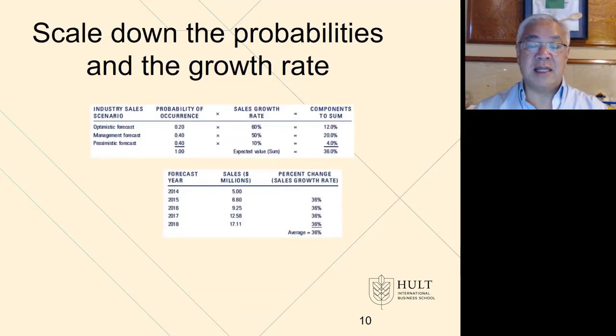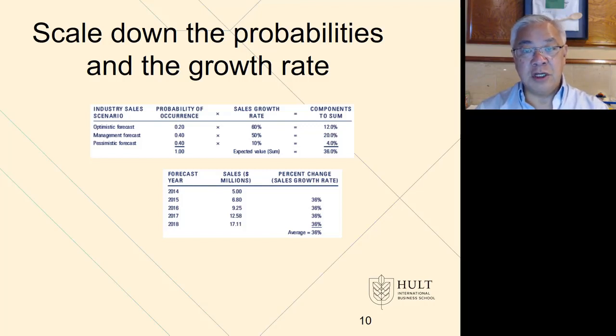So then we could scale it down. If we want to be a little more conservative, we change the probabilities so that we're now more likely than before to have a pessimistic outcome. We pare back the pessimistic to a small 10% as opposed to the 40% previously, and we rerun the math, and now we have 36%.